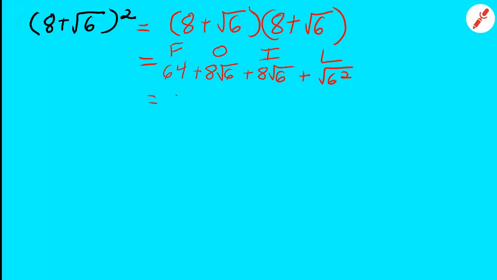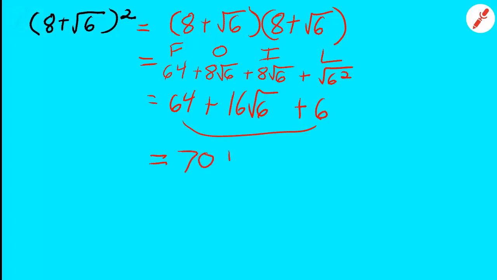So we're going to have 64 plus, you have 8 square roots of 6 plus another 8 square roots of 6, that's 16 square roots of 6, plus the square root of 6 squared is 6. Now 64 and 6 can be added. 64 plus 6 is 70. So our answer is going to be 70 plus 16 times the square root of 6. These are two different terms. They can't be added beyond that.